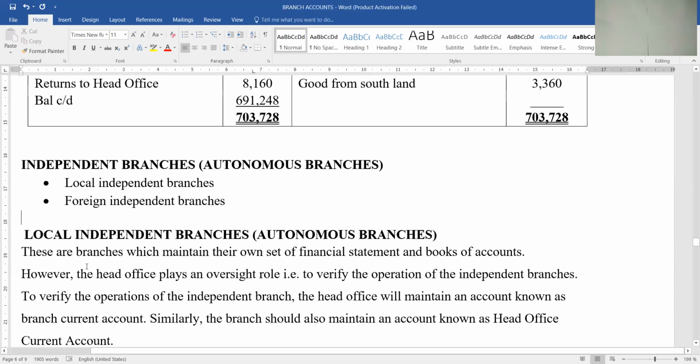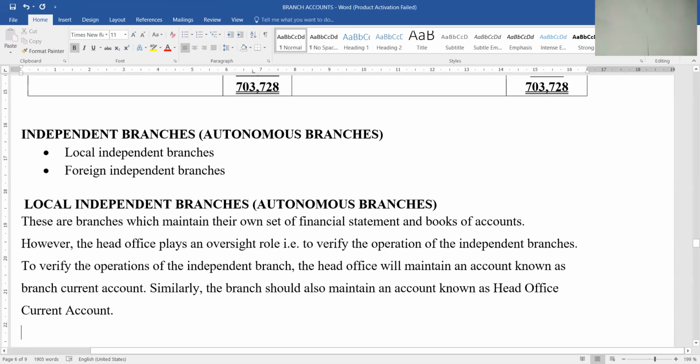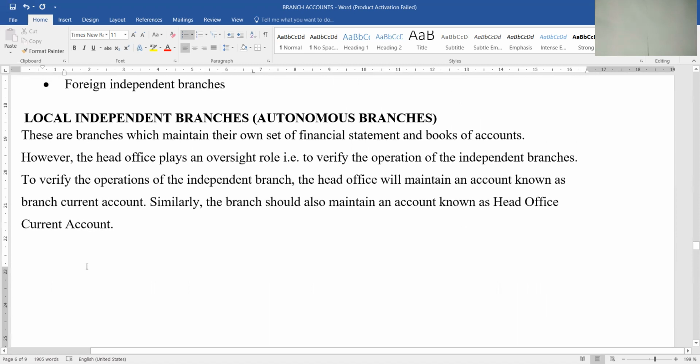So to start with the local independent, these are branches which maintain their own sets of financial statements and books of accounts, which you know, even from the meaning of the word independent. However, the head office plays an oversight role, even if the branch is independent. That is, to verify the operations of the independent branch. So now, in order for the head office to carry out the role of oversight, obviously, it must maintain a certain account.